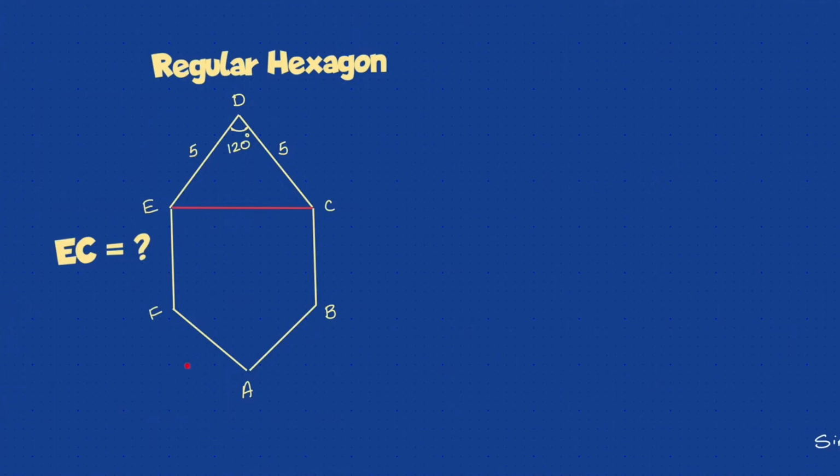A regular hexagon is given. What is a regular hexagon? We'll see it in polygons. All the sides are equal and all the angles are also equal. So the side which is equal is given to be 5 and the angle is 120. The question is, what is the length EC? Okay, so that is the question that is being asked to me.